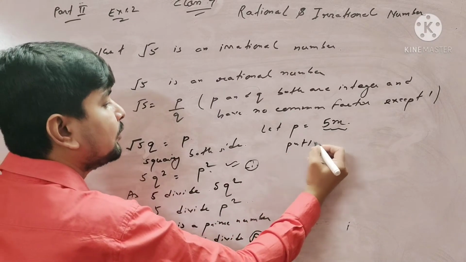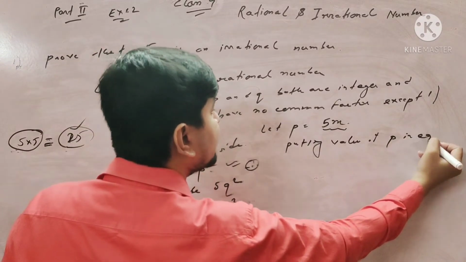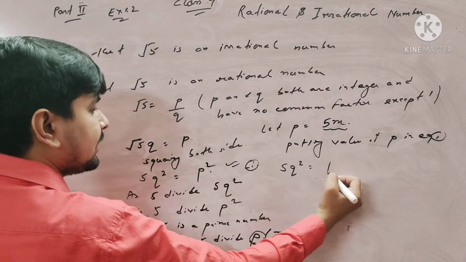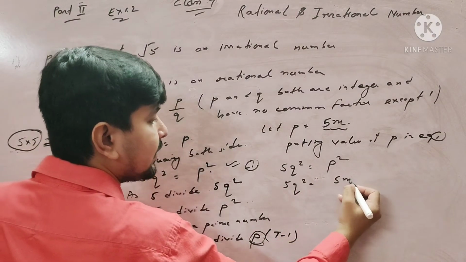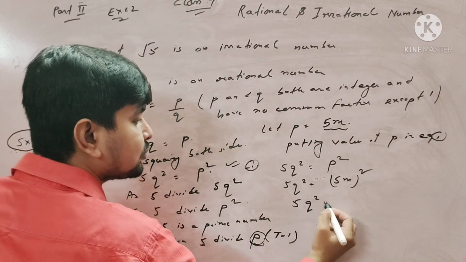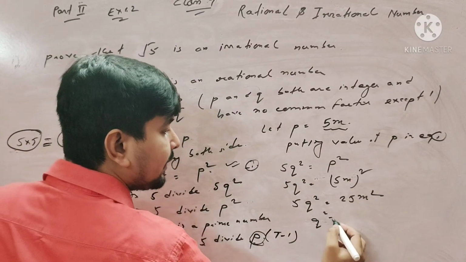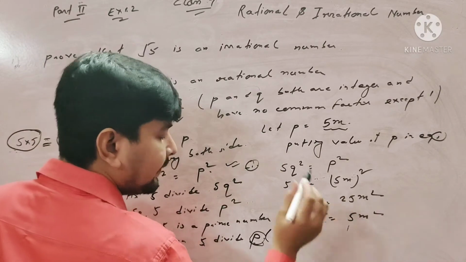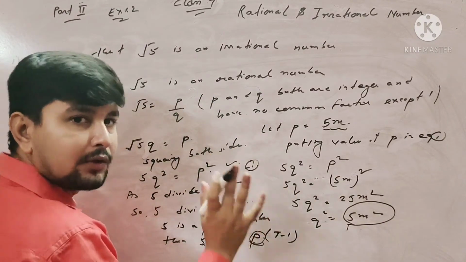So putting the value of p in equation 1. What is our equation 1? 5q square equals p square. So 5q square equals p square, that is 5m square. This is 5q square, that is 25m square. So q square equals 5m square. That means 5 divides this one, 5m square. We easily see that this portion is divided by 5.